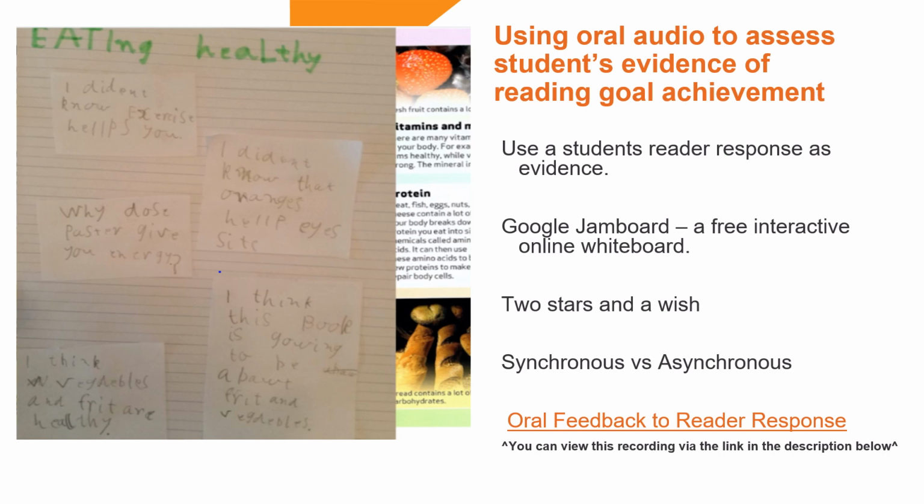In a synchronous model, this Jamboard, which is an interactive whiteboard online, which is free to use, can be used. You can use this whiteboard via a Google Meet or WebEx and have a one-on-one conference with students. In an asynchronous model of learning, you would have the teacher record their screen via Loom, talking to the reader response and sending the link to the child.